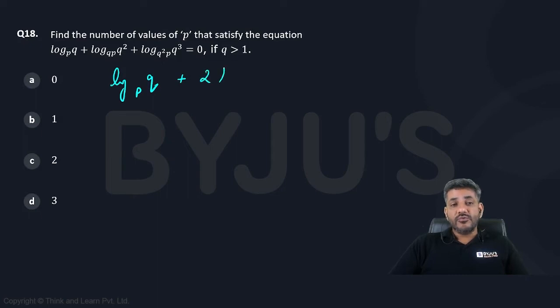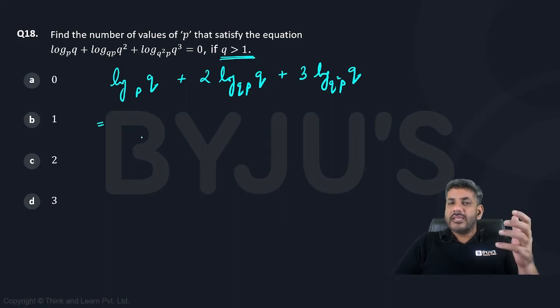Can I say 2 log q to the base qp? It can be written like this. Plus I have log q cube to the base something, so this can be written as 3 log q to the base q square p. Okay. Now the important information here is q is greater than 1. So we will keep that in mind.